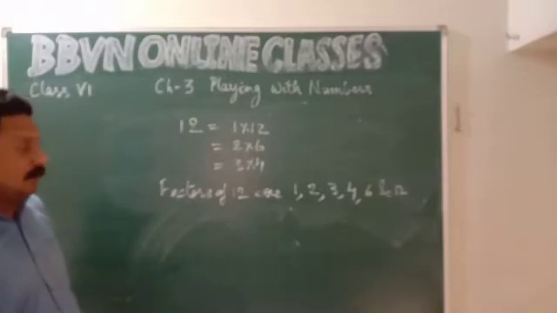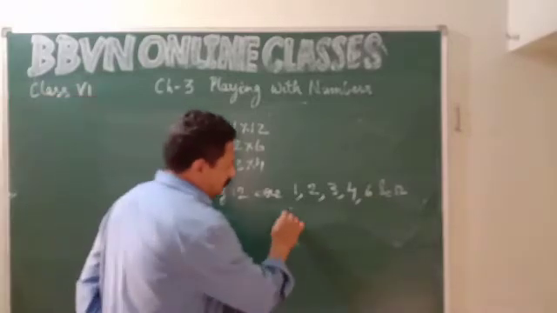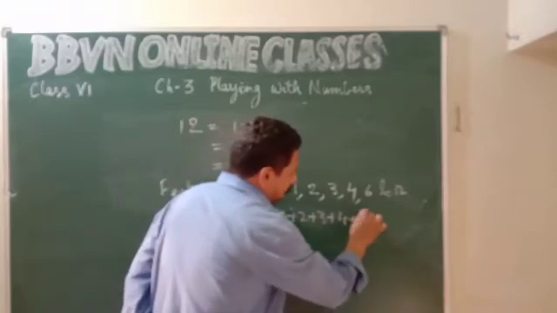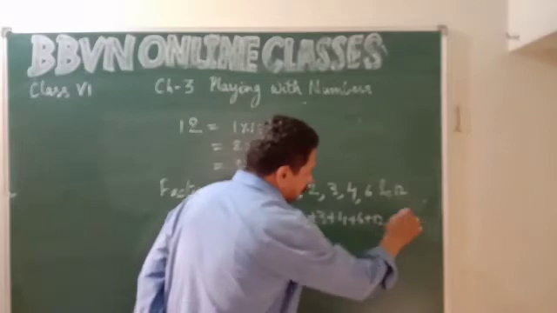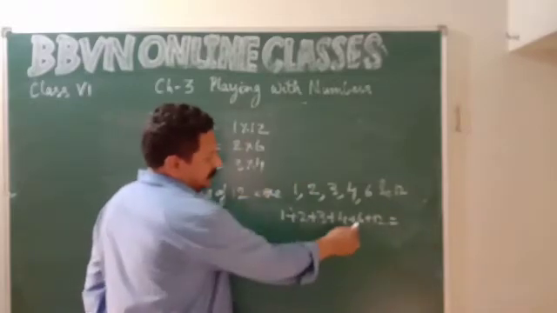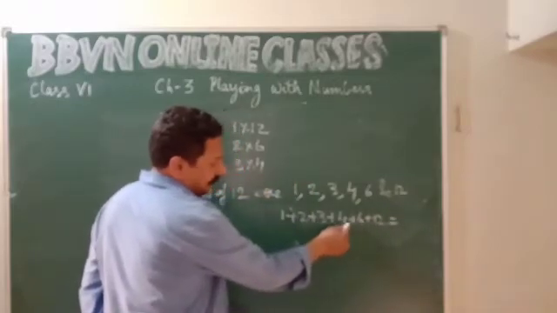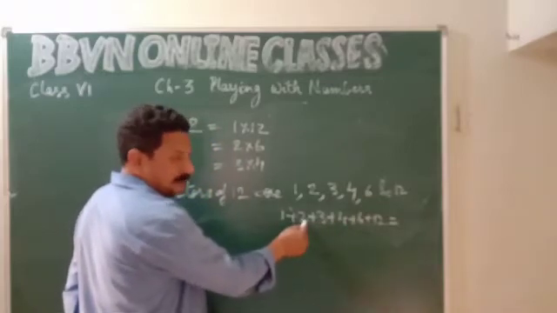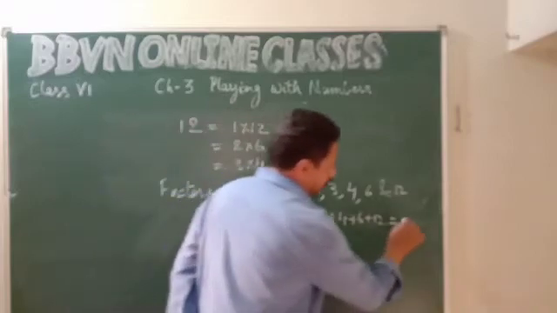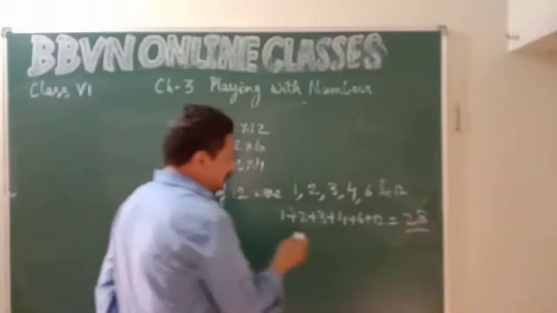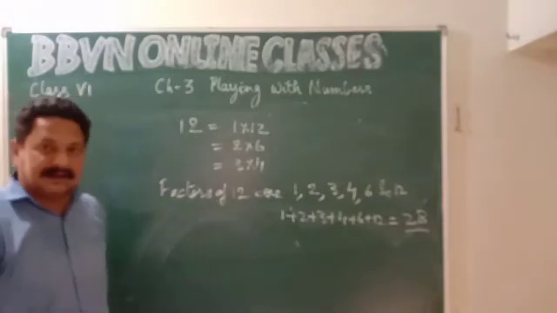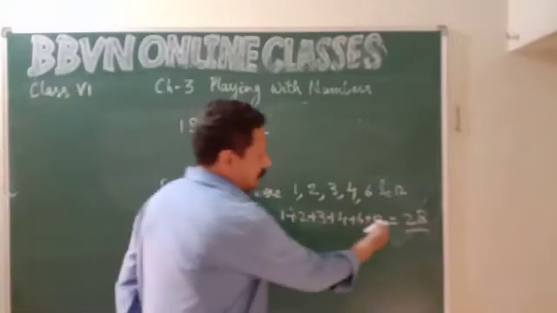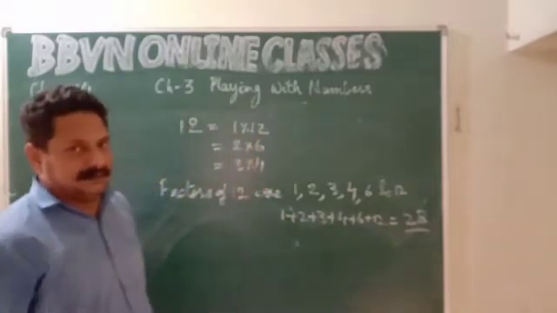Let us see what is their sum. 1 plus 2 plus 3 plus 4 plus 6 plus 12. How much do I get? 12 plus 6, 18. 18 plus 4, 22. Plus 3, 25. Plus 2, 27. Plus 1, 28. Is there any relationship between 28 and 12? No, we do not find any relationship between 12 and 28.